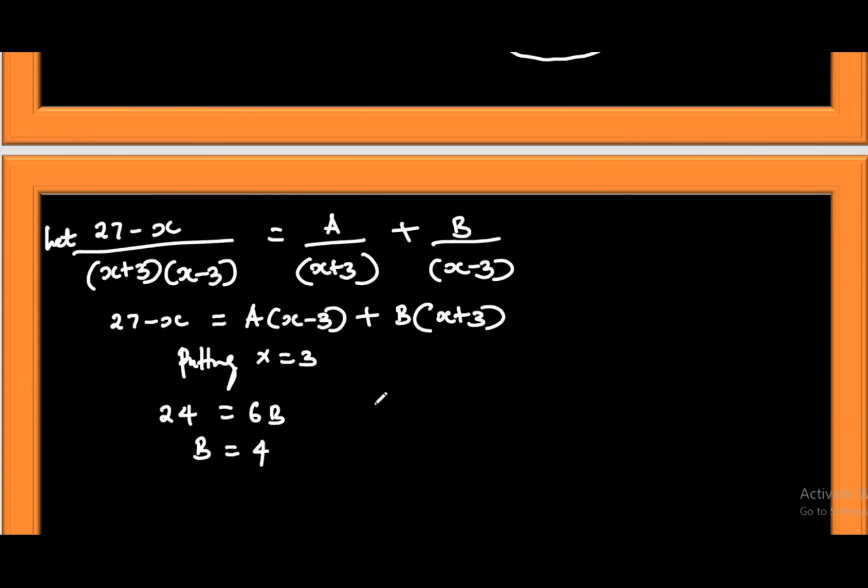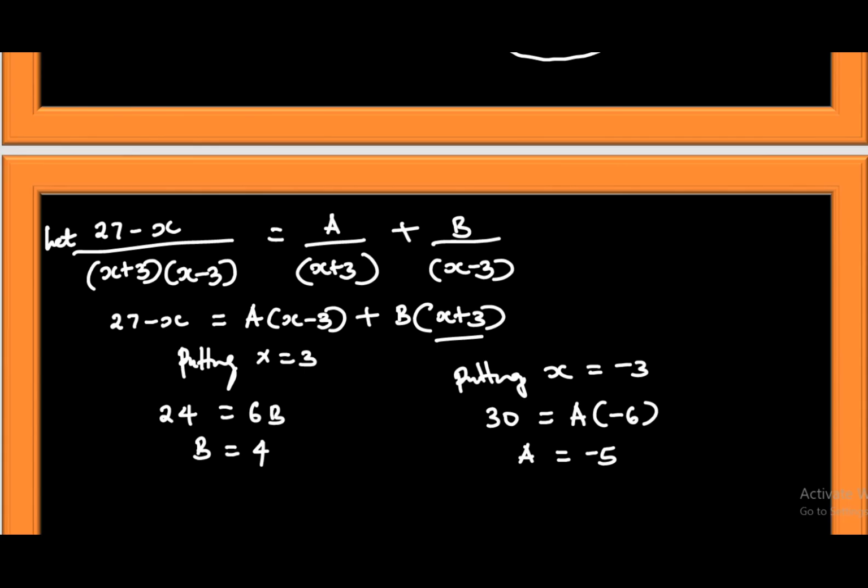Then we can also put another value, which can be x equals to negative 3. I've got it by equating x plus 3 to 0. When you put it on the left-hand side, you will realize that will be 27 minus 3, that's 30. And on the right-hand side, you will have a into negative 6. That means the value of a now becomes negative 5.